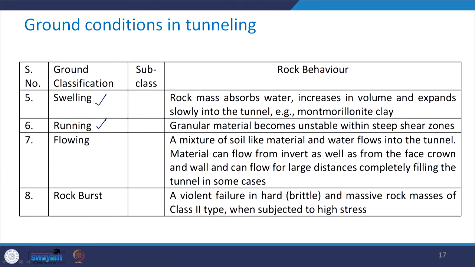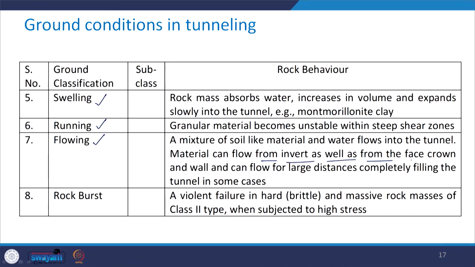We have another condition called flowing. This is a little bit different from the running ground condition. See how? In case of the flowing ground condition, a mixture of soil-like material and water flows into the tunnel. Now, this material can flow from the invert as well as from the face, crown and wall, and it can flow for large distances, completely filling the tunnel in some cases.